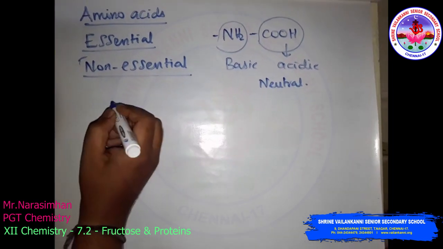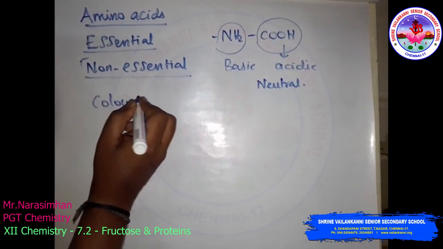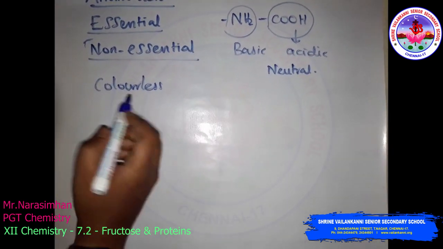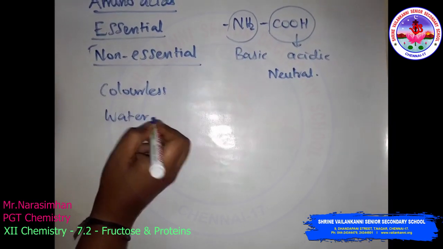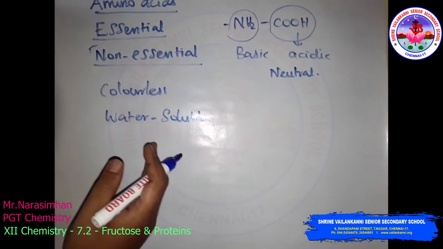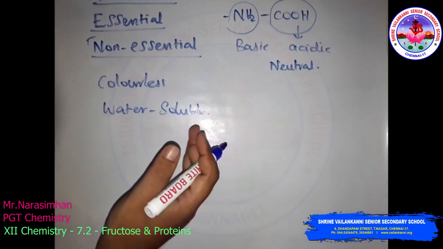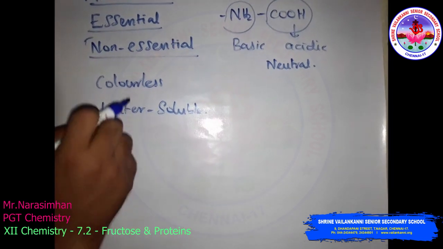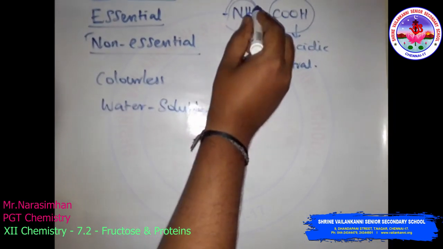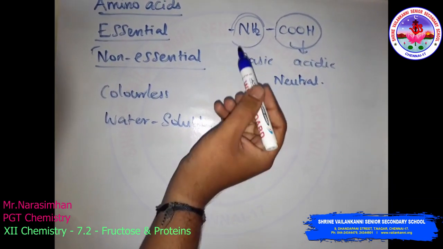See, the properties of amino acids. Amino acids are colorless crystalline solids, and they are water soluble. They have high melting points, higher than amines or carboxylic acids, due to the presence of both acidic and basic groups. So both acid and base are present here, that means the COOH group and the NH2 group.